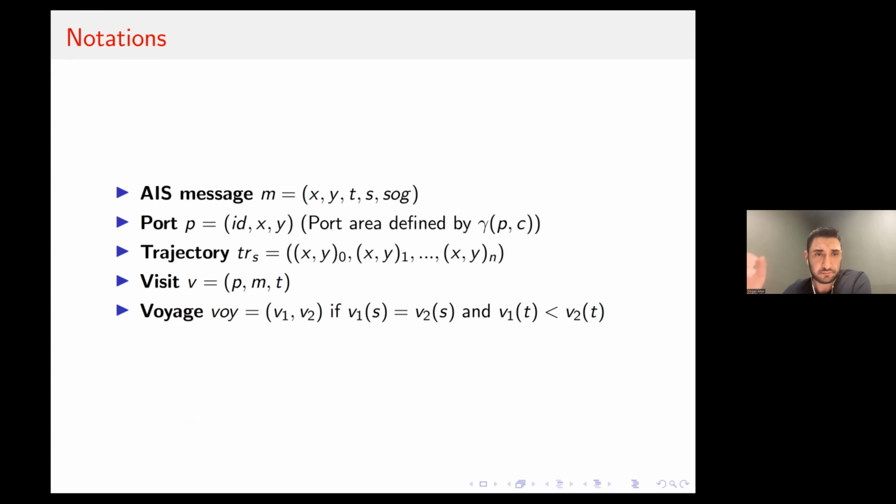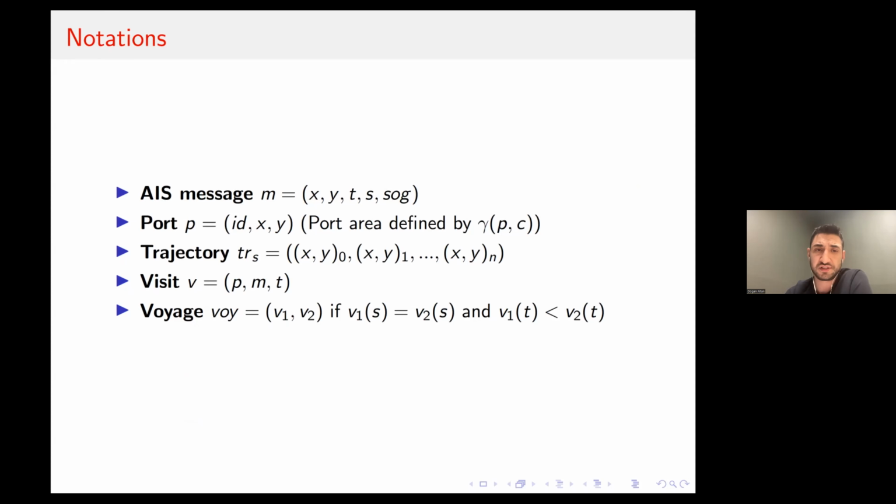So we have port information, which is represented as P. It is again a tuple, so it has its ID and its center point as the latitude and longitude. Of course, we need to use an arbitrary function as well to define the port area, because the ports are not a single location, it's an area. Therefore, we use function gamma for that. So we consider the corner points of the ports to define this area.